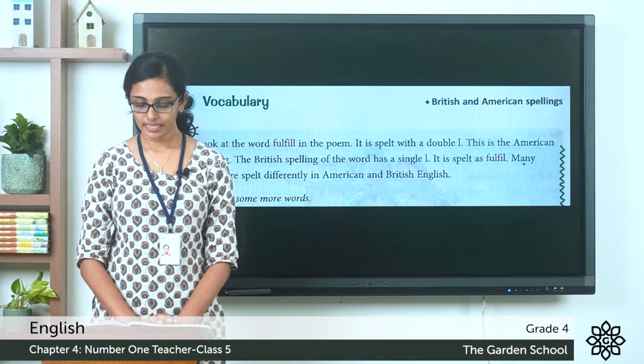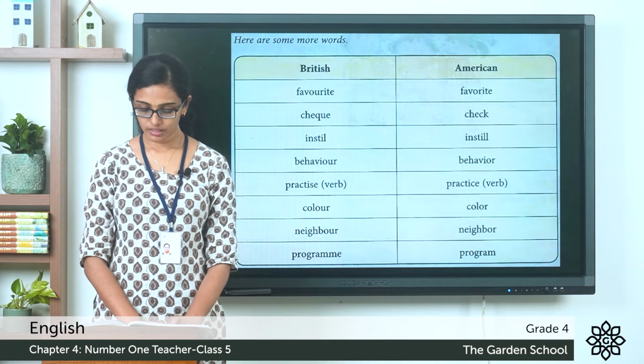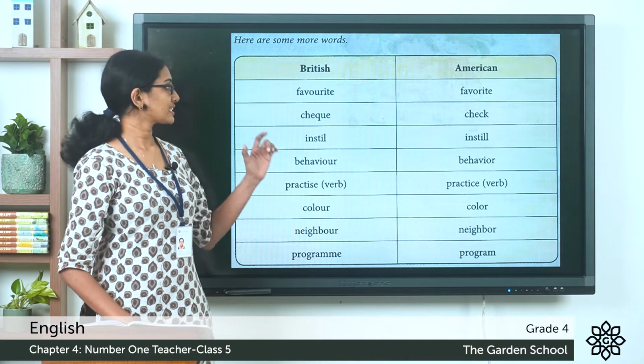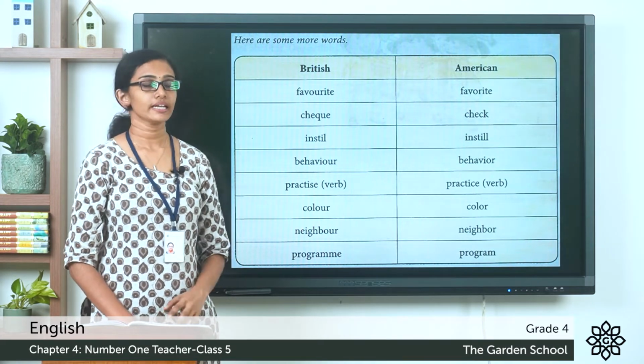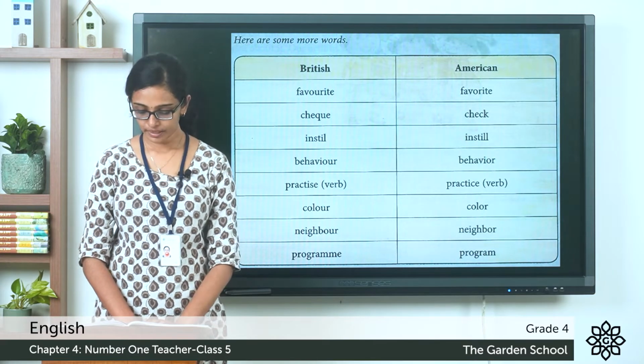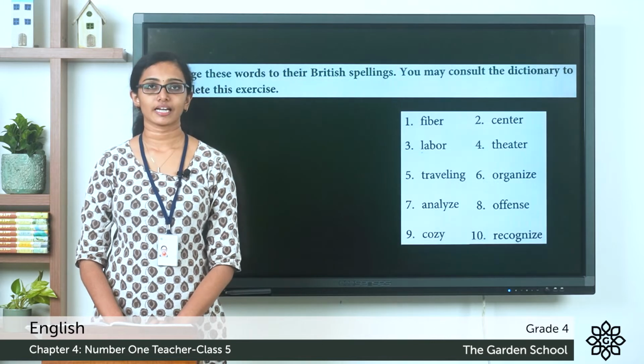Many words are spelled differently in American and British English. Here are some words. You can see a list of words here, and you can see the difference in the spelling of words in British and American English. We can go through them, and in the next page, page number 70, you can see an exercise.